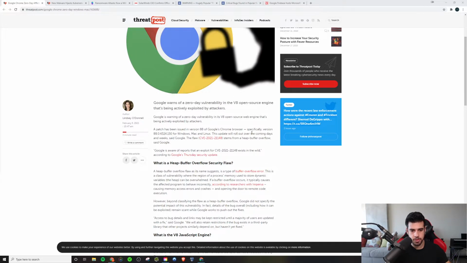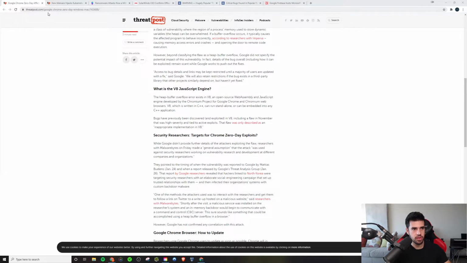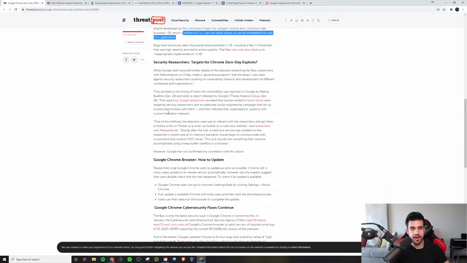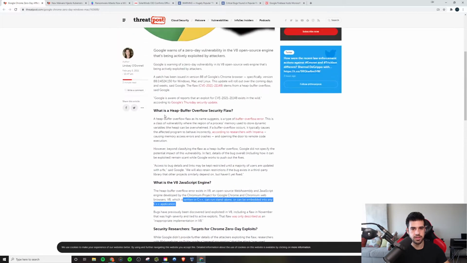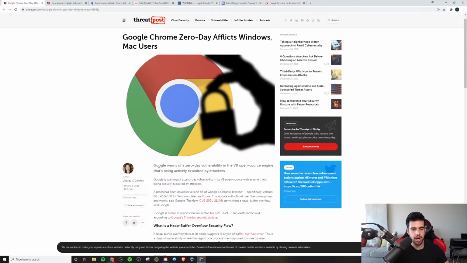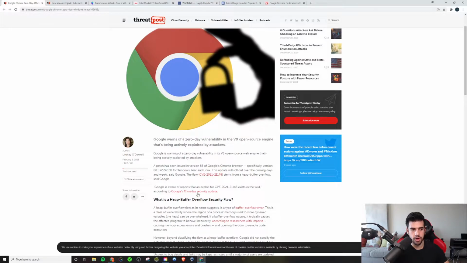So this article is pretty nice. If you guys want to check it out, it was on Threat Post, Google Chrome 0-day. They go on to explain here about the V8 JavaScript engine and say that it's written in C++. That's the reason why: when you have things that are written in C++, it requires very careful memory management on behalf of the developers. So it's very easy for them to make one little mistake and not properly check the bounds of the memory, and then you could have buffer overflow attacks, right?